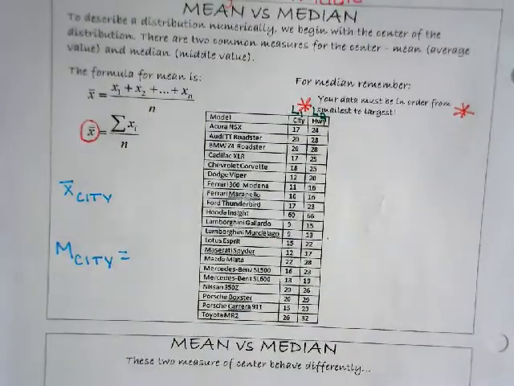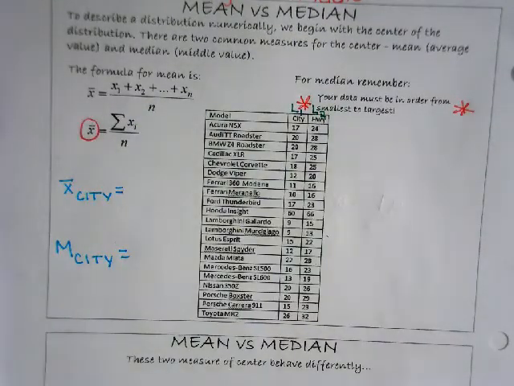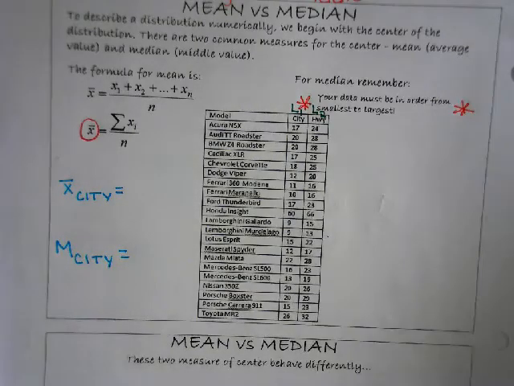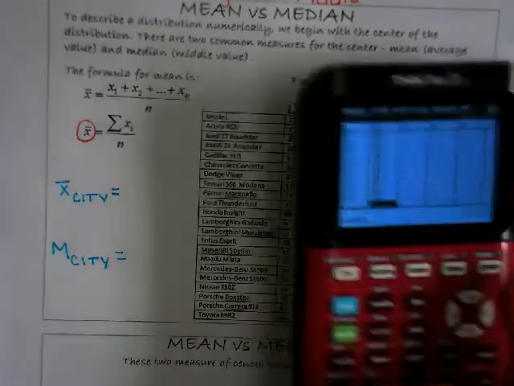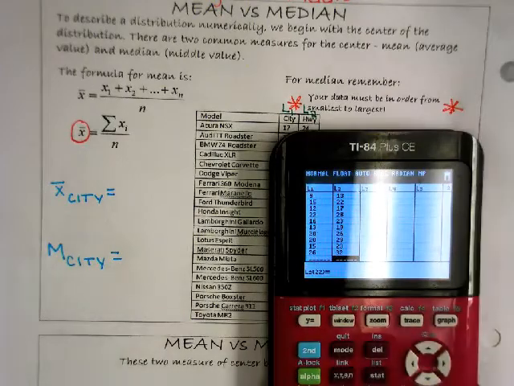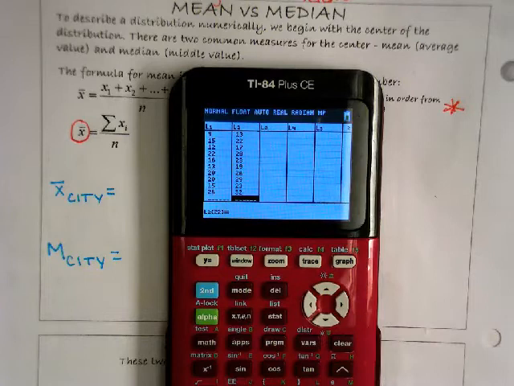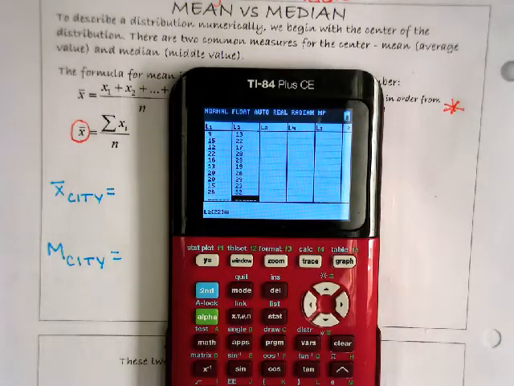All right. So I'm going to show you with the city data, then you guys are going to get to practice with the highway data. So city data is in list 1. Hopefully yours is also in list 1. So I'm going to hit stat. So I should be back at this menu.